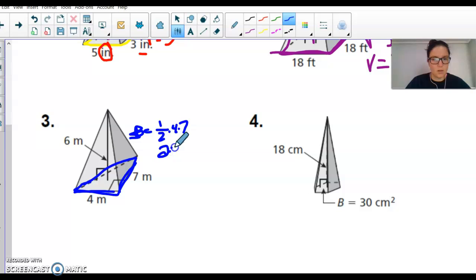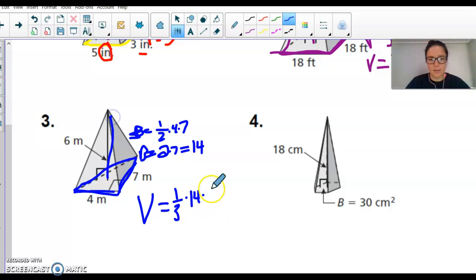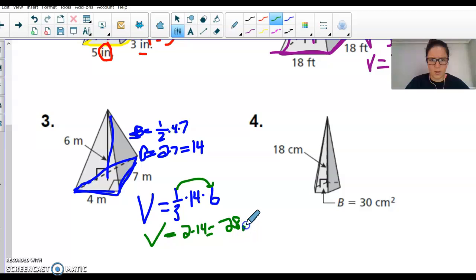So that's 2 times 7, which is 14. So my base is 14. And then I remember my volume is 1/3 times my base, 1/3 times 14, times my height, which is 6. Now with this one, 1/3 can't go into 14, so I'm going to do 1/3 into 6, because I know 1/3 times 6 is 2, so 2 times 14, 28. So that volume is 28 meters cubed.